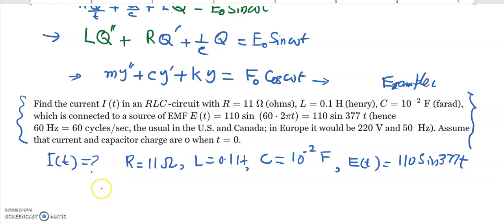First of all, if we write the equation, inductance comes first, 0.1, I double prime d²i over dt², and plus resistance times I prime, and plus the capacitance term. It is 10 to the power minus 2, but in the equation it is 1 over C, so it should be 1 over 10 to the power minus 2, which is 10 to the power 2. So I should write it as 100 I, and that is equal to 110 sine 377 t.